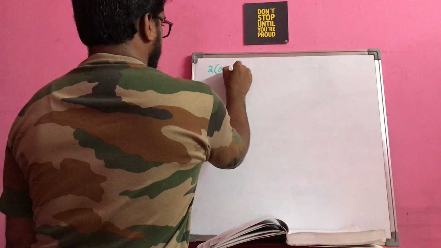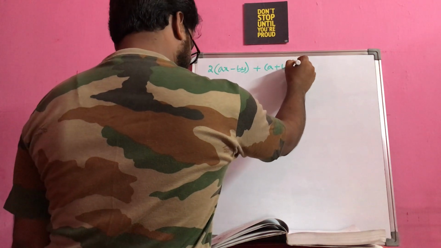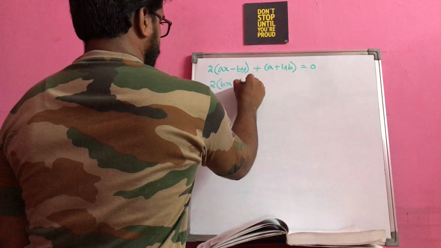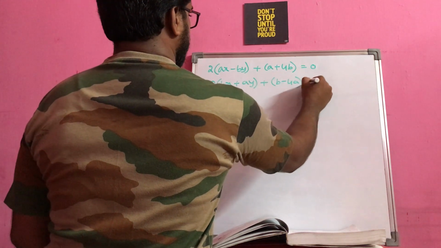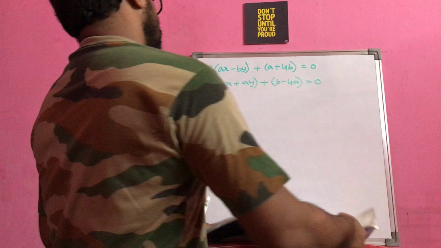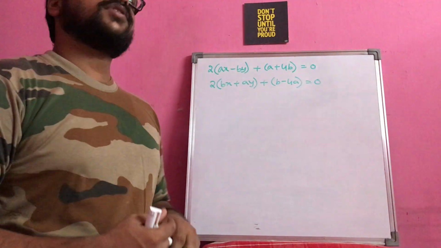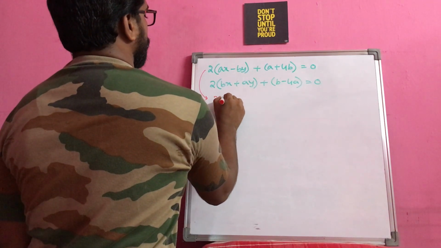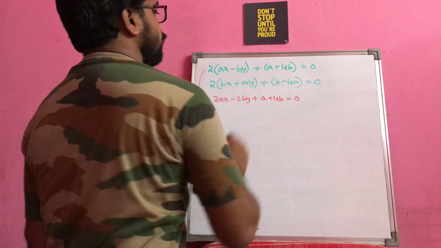2 times (ax minus by) plus a plus 4b is equal to 0 is the first equation. 2 times (bx plus ay) plus b minus 4a is equal to 0. Solve this pair of linear equations of this form. You see here, everything is in terms of a and b only, right? So let us do it this way: if you expand it, it becomes 2ax minus 2by plus a plus 4b is equal to 0, the first equation.